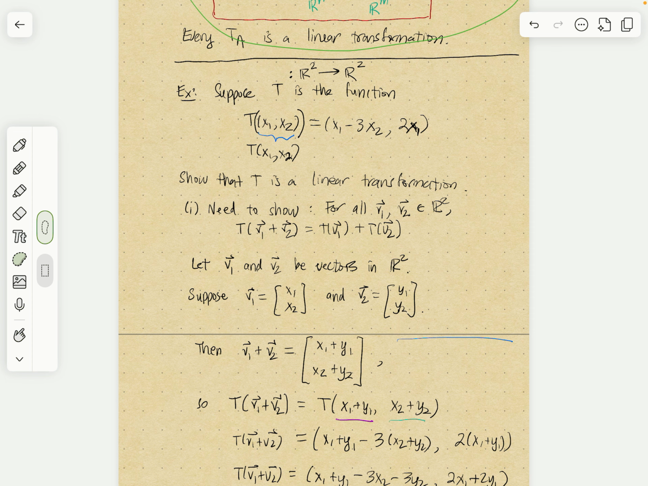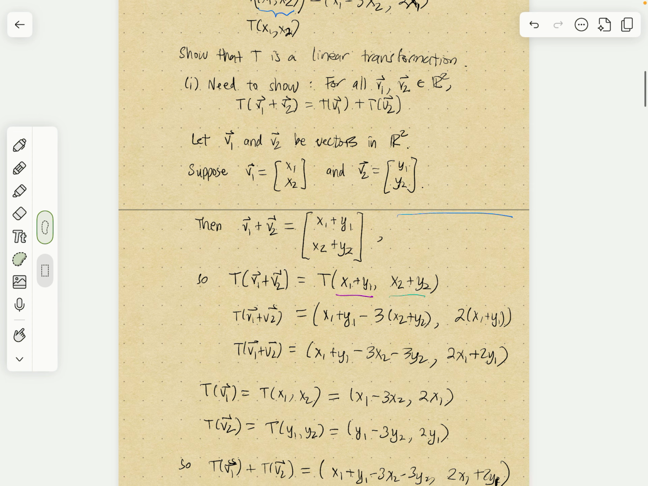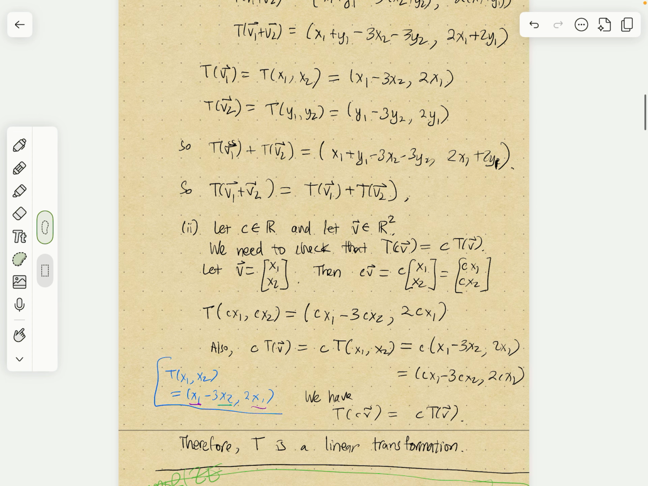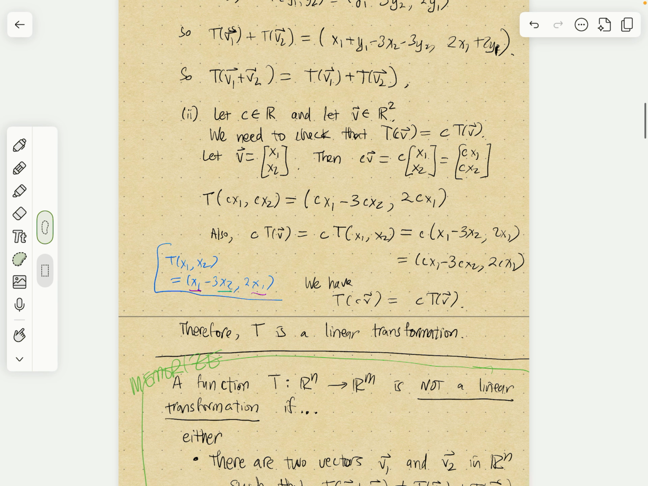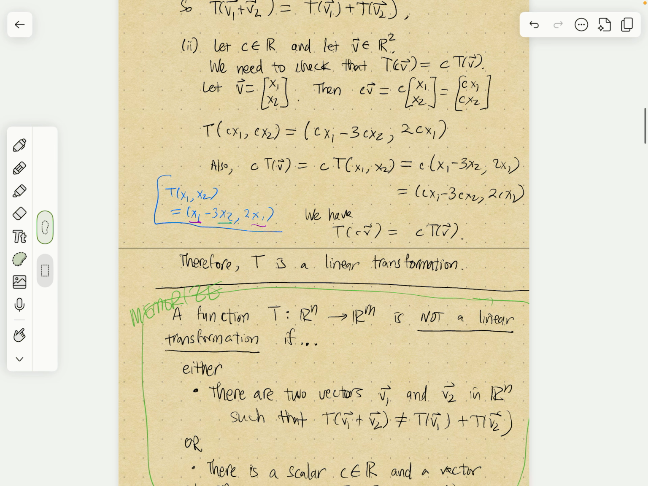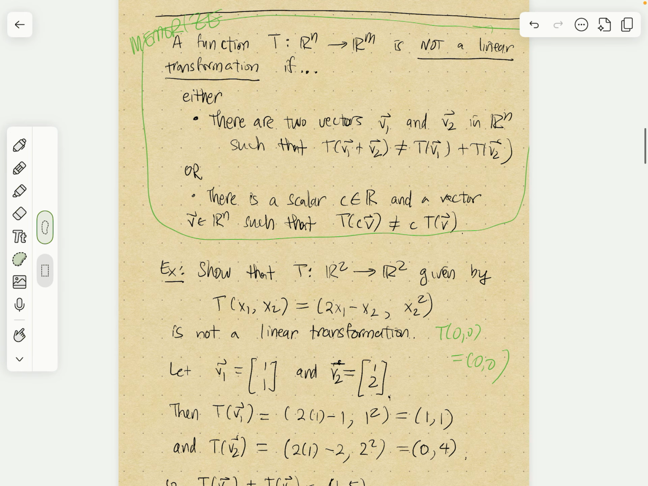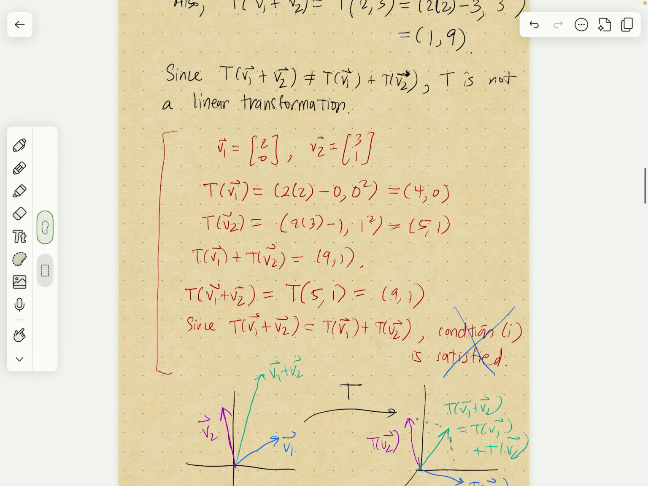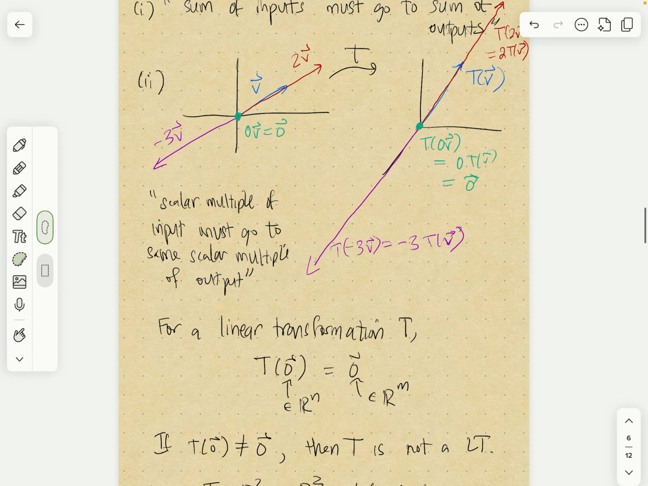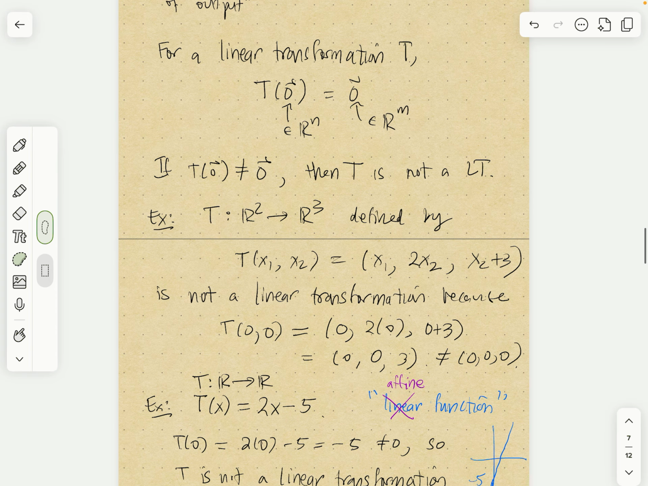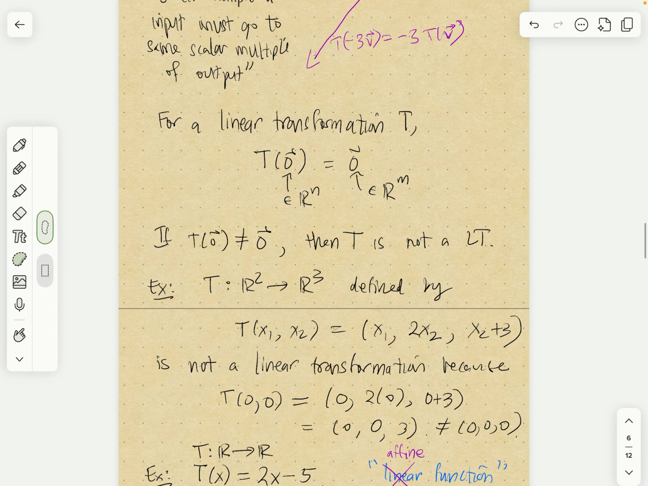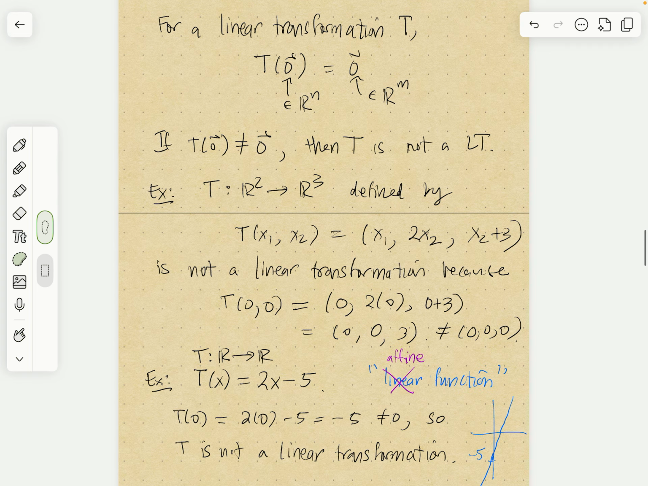We did some examples of showing that functions are linear transformations. We gave an example of how you would prove that a function is a linear transformation, and then how to prove that a function is not a linear transformation. We also saw that every linear transformation has to send the zero vector in Rn to the zero vector in Rm.